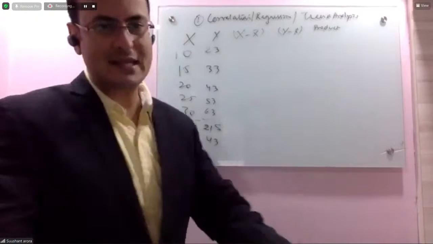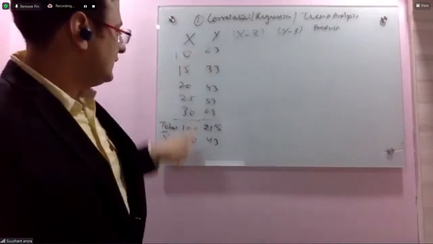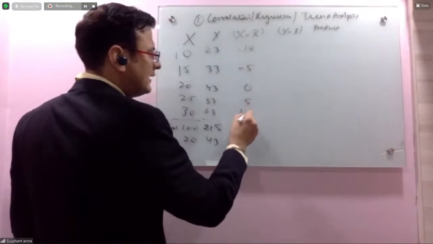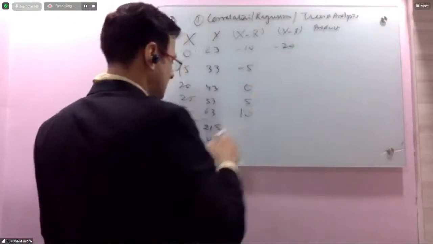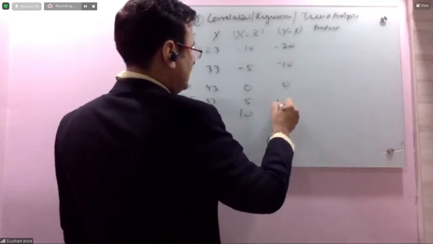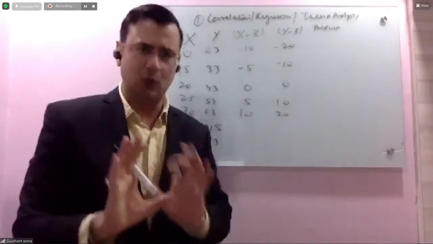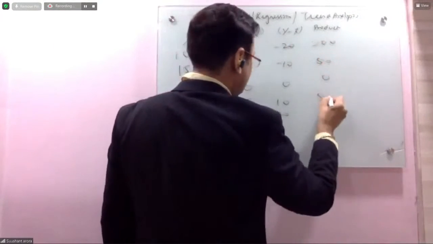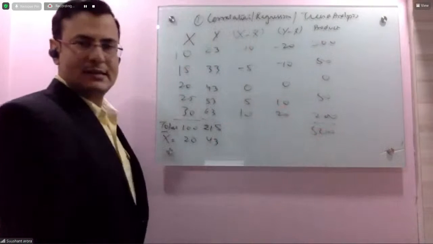Now we need to calculate these values. How do we calculate that? X minus X bar, which is the mean. So these values will come out to be minus 10, minus 5, 0, 5, and 10. Simple, na? This we have already done in junior classes. For Y: minus 20, minus 10, 0, 10, and 20. Don't think, sir, what are you doing? I'm trying to show you our relationship. Don't worry. So the product of them: 200, 50, 0, 50, and 200. Total, 500. Okay, fine.